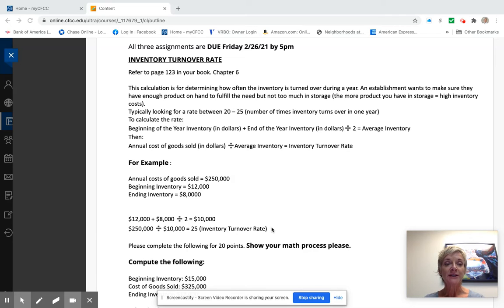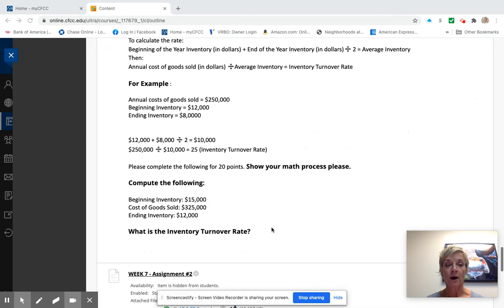Then what we do is we take the $250,000, because that's how much we spent total for the year, and we divide it by 10,000, and that gives us an inventory turnover rate of 25. So we turned over our inventory 25 times throughout the year. That's perfect. That's exactly what you want.